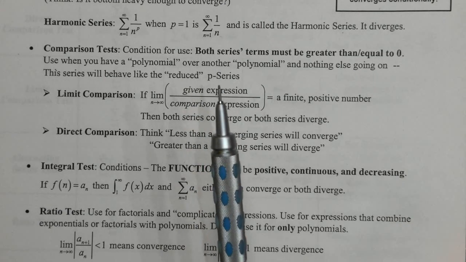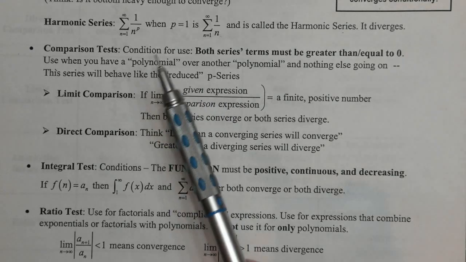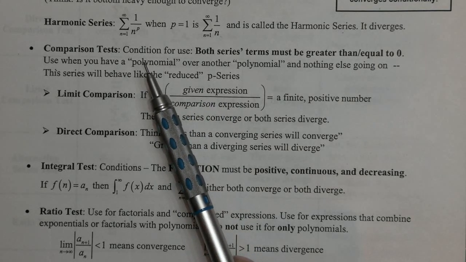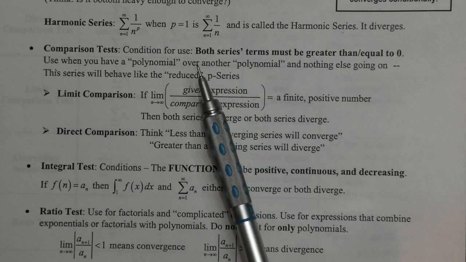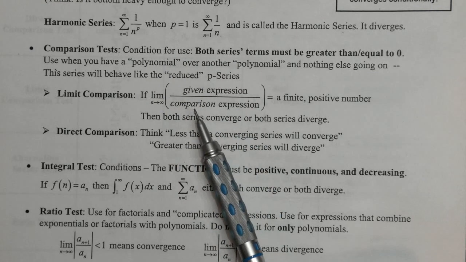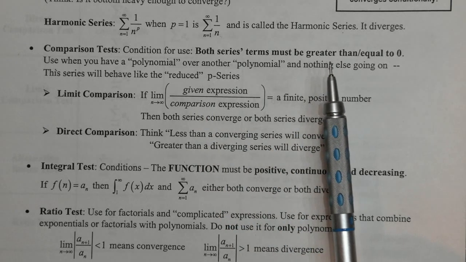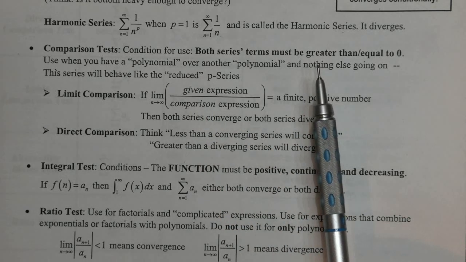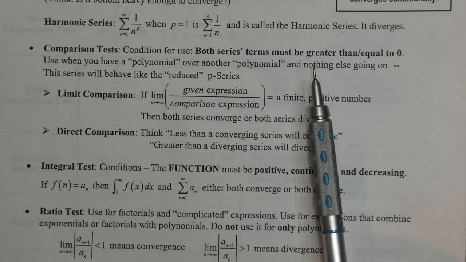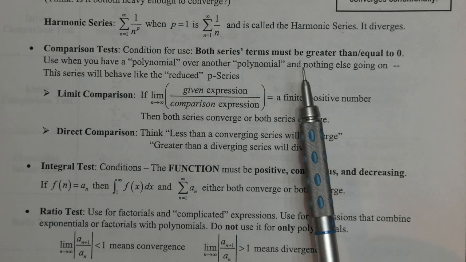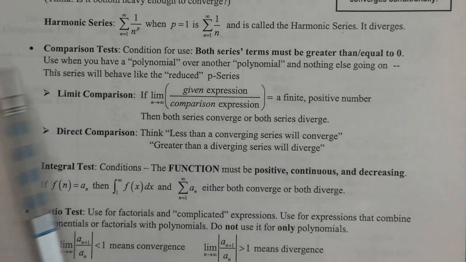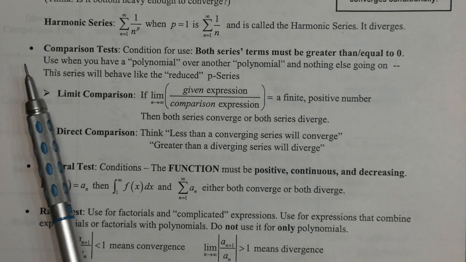Comparison tests have a condition. Both series terms, the one that you're given and the one that you're comparing it to, must be greater than or equal to 0. All of the terms have to be greater than or equal to 0, which means you cannot use a comparison test on an alternating series. You cannot do it. Okay?